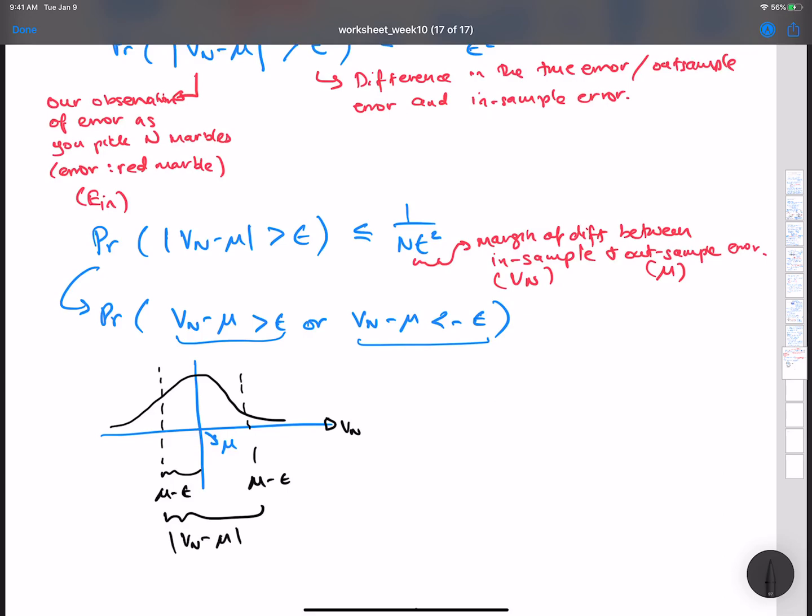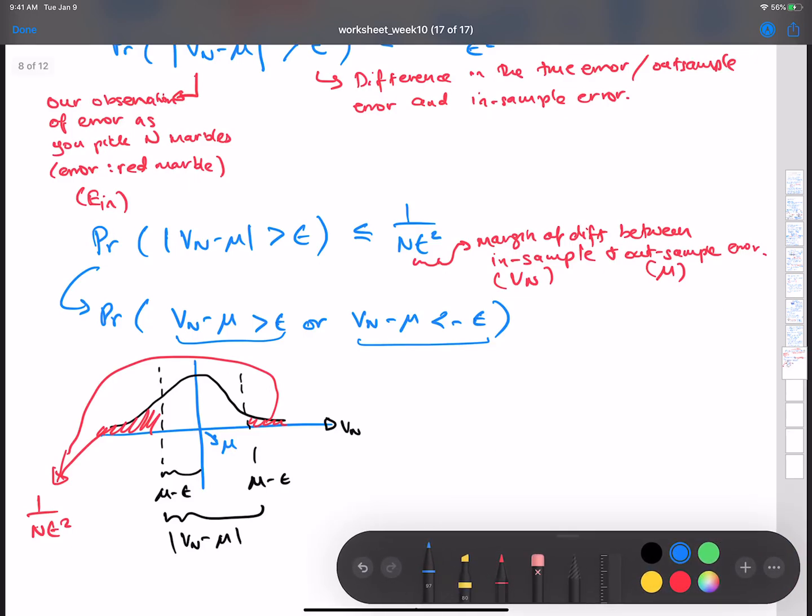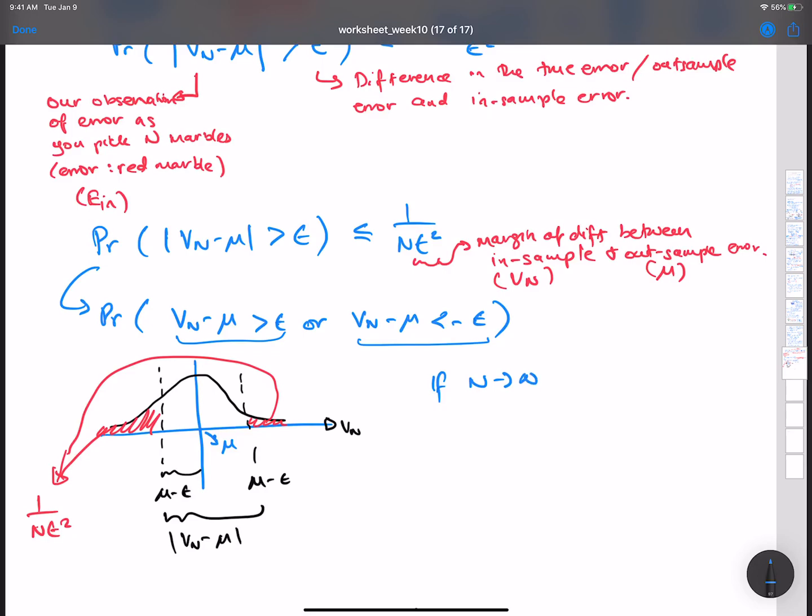This is Vn minus mu. It's an absolute value because you're looking at both sides, plus or minus epsilon. When will it be in this gap? That's dictated by this equation here. It will be within this gap with probability 1 minus that relation. What we are computing is when it will be outside. This red part has probability bounded by 1 over n epsilon squared, because it's an upper bound. The probability of this point falling outside of this gap will decrease if n goes to infinity.